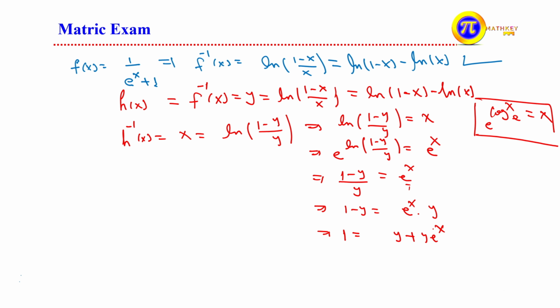When you take y as common, this implies 1 is equal to 1 plus e to the power of x times the whole y. Solve y from this. This implies y is equal to 1 over 1 plus e to the power of x, dividing both sides by 1 plus e to the power of x. This is equal to the given original function, f of x. That is what we want to show.